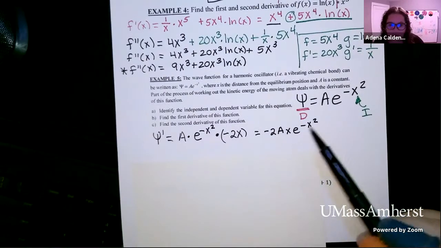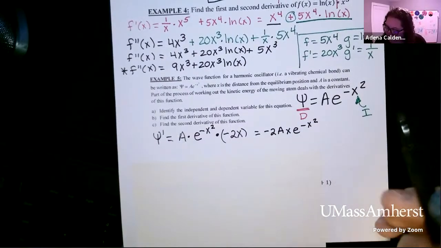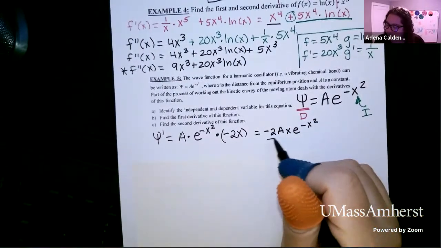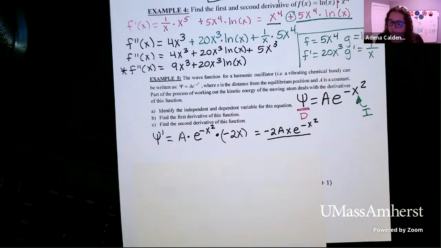Yes, there's an e to the negative x squared. Is there a negative 2? Yes. Is there an x? Yes. Okay, they are the same, right? But this is sort of the way we rewrite things. So that's our first derivative here.